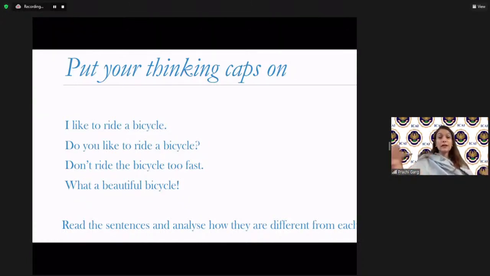Next is, don't ride the bicycle too fast, right? It's like giving a command to somebody. Maybe a child is riding a bicycle too fast, and the parents are saying no to it, right? And in the fourth sentence, what a beautiful cycle, somebody is expressing their feeling about the bicycle, right?